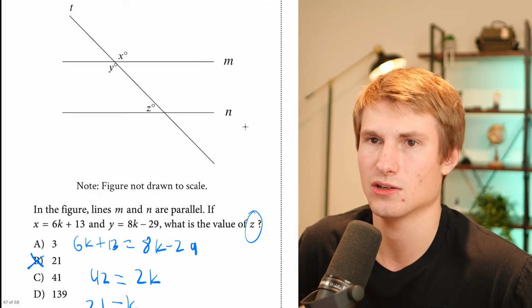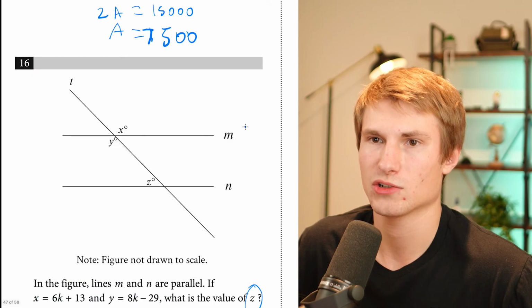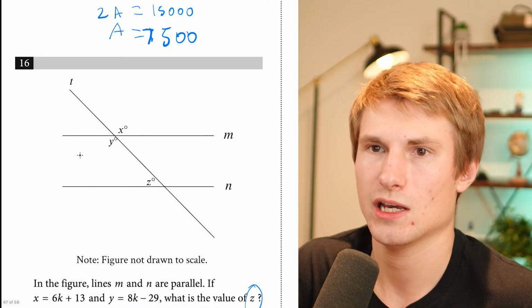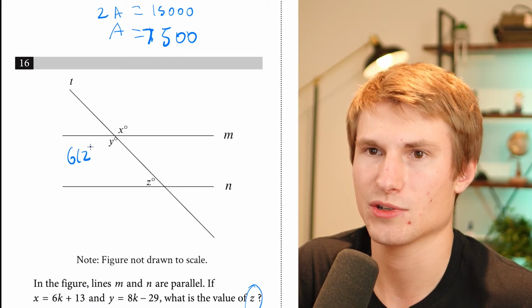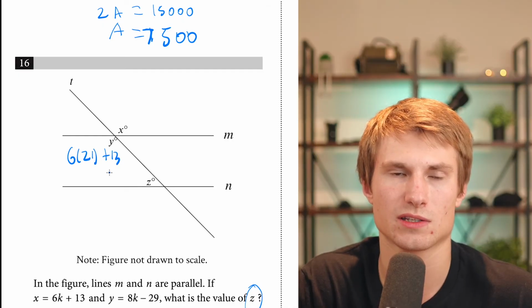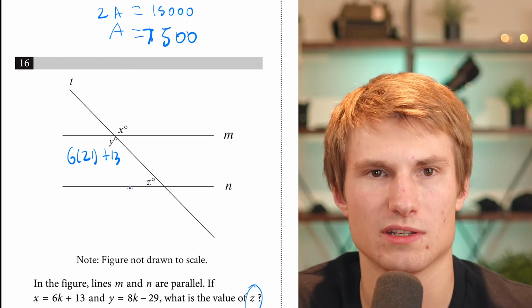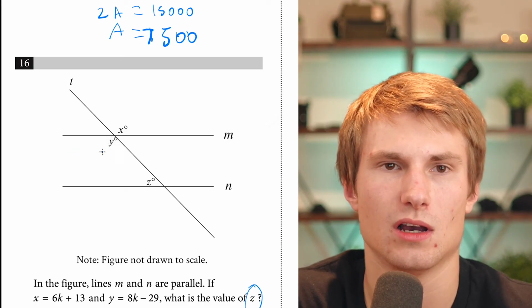To solve for the value of Z, I need to know the value of X. So I'll plug in that 21 that I got as the value of K into 6K plus 13. So 6 times 21 plus 13. 6 times 21 will give us 126. 126 plus 13 will give us 139.